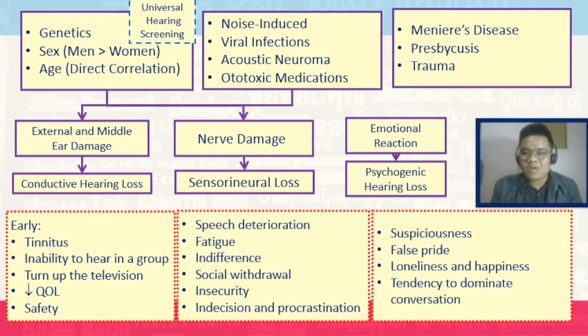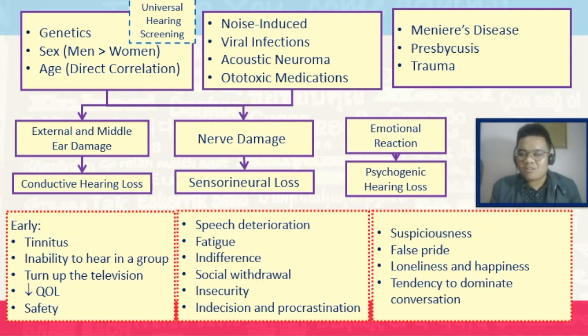Other than that, you also have your TORCH infection. Recall that TORCH includes toxoplasmosis, other infections, rubella, cytomegalovirus, and even herpes infection. Then you also have your acoustic neuroma. It's an intracranial tumor that arises from the Schwann cells of cranial nerve number 8, and this may cause unilateral sensorineural hearing loss. Take note, acoustic neuroma, it's unilateral.